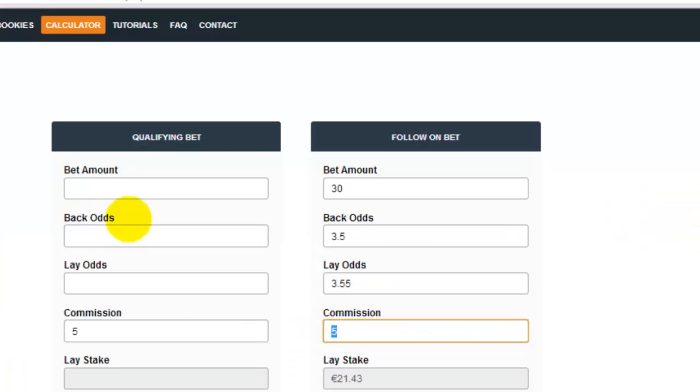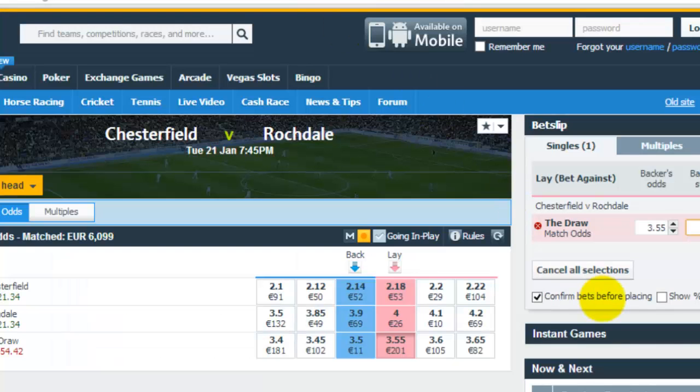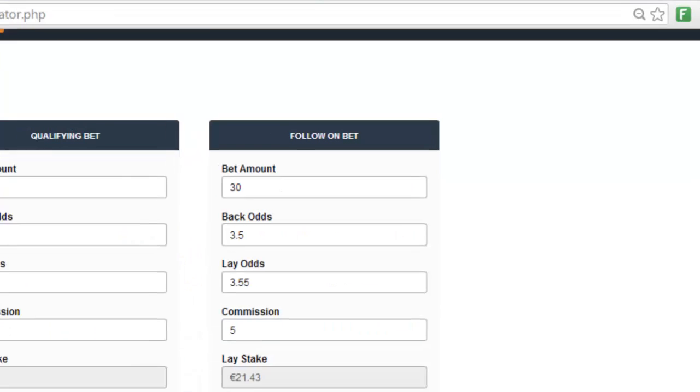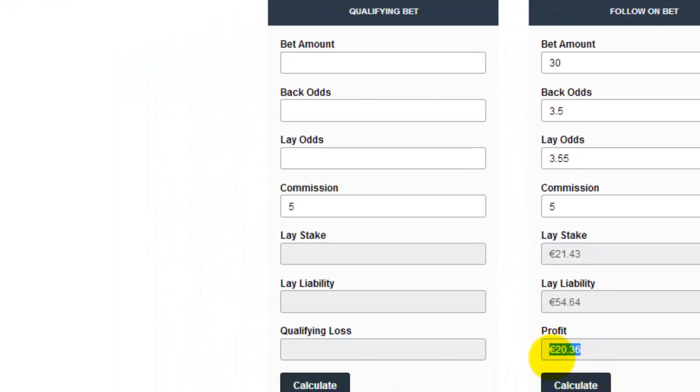So we need to open our calculator in College Cash Out, put in our amount, bet 30, 3.5, lay odds 3.55, and we have a new stake of 21.43. Now, really important that you're filling out the data into the follow-on bet when you're in a follow-on bet, and in the qualifying bet when you're in a qualifying bet. Hopefully that speaks for itself, but it gives a different lay stake if you put it into the qualifying bet. Put in 21.43, place bet. The profit we expect to make on this bet is 20.36.